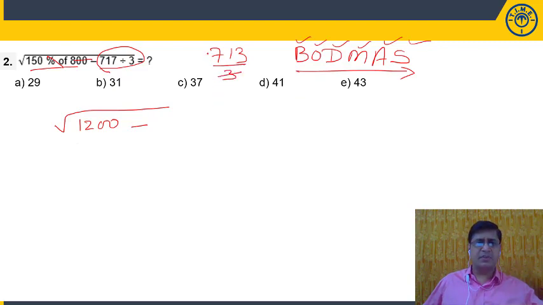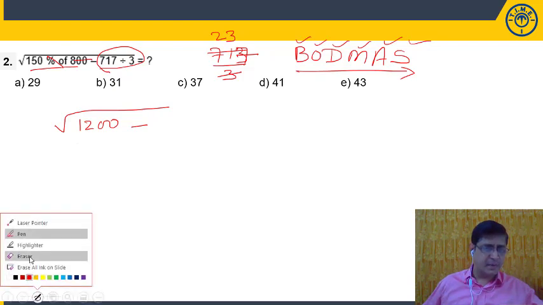So how many times of 3 is equal to 71? Here it goes approximately 23 times. 23 times is equal to how much? Yes, you are right. 23 times is 69. 69 means 2 left. 2 left means now 27. Just 1 minute.